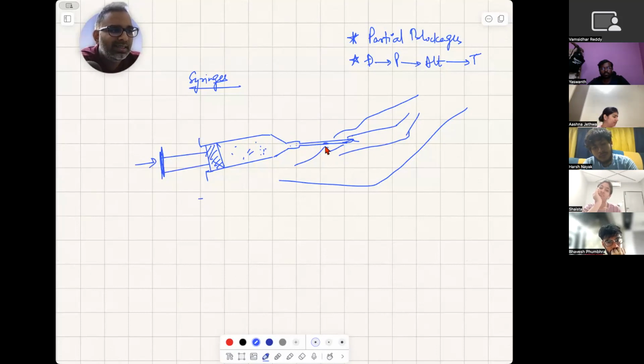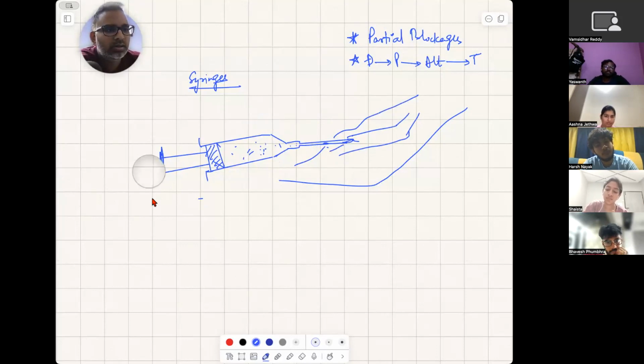Will it be easy for you to push into the vein, or will it give a resistance? It will be giving some resistance. It will give some resistance. So the medicine will not go so smoothly. It will give you some resistance.